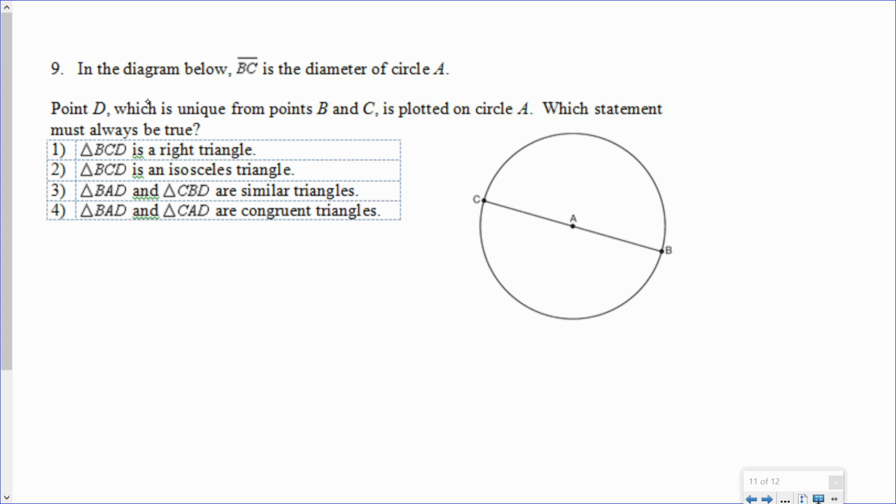It's very bright. In the diagram below, BC is the diameter of circle A. Point D, which is unique from points B and C, is plotted on circle A. So it says there's a point D. It's not B. It's not C. So it doesn't say where it is, so I wouldn't put it somewhere special. Like I wouldn't put it in the middle of B and C because it doesn't say that it's in the middle, and it might look like certain things are true. So I'm just going to put it at a random spot, not in the middle, just randomly on there. Which statement must always be true?